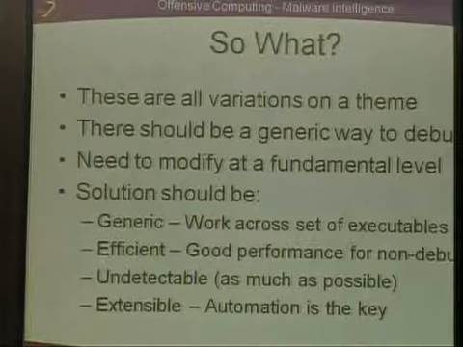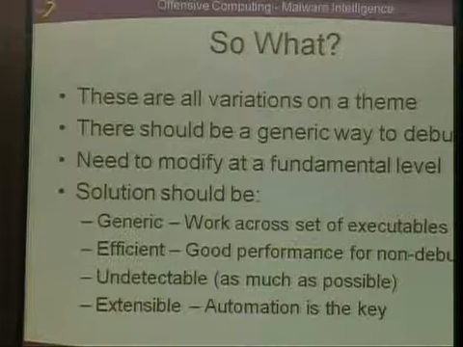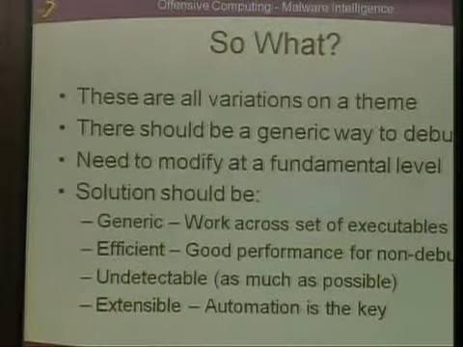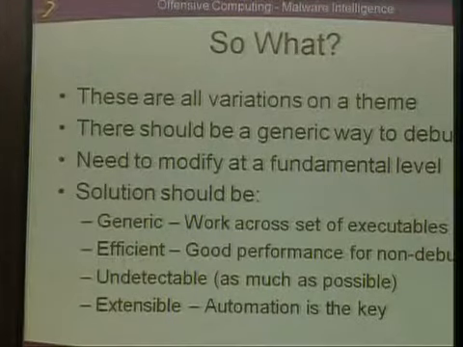All of this is just a manual implementation of watching for a write into memory and then an execution into where that memory was written. That's the algorithm implemented in all these scripts here. Our point is that there should be a generic way to debug, or an easier way to actually get this information out. So we need something that modifies the operating system at a fundamental level. Basically, it should be generic, work across all executables, be efficient, not degrade your system too much when it's not running, and as much as possible be undetectable and extensible. So we'd like to script all this up.